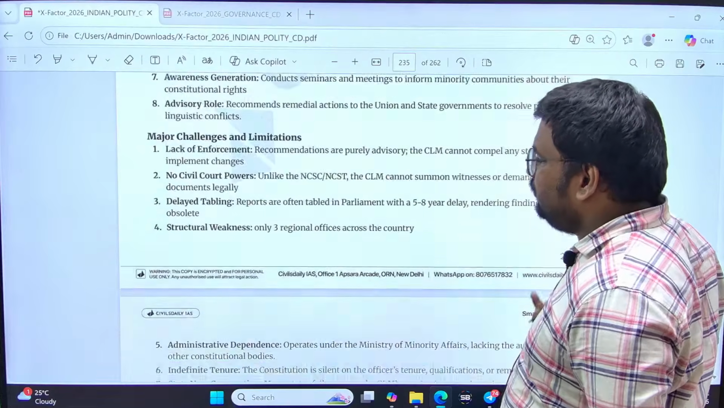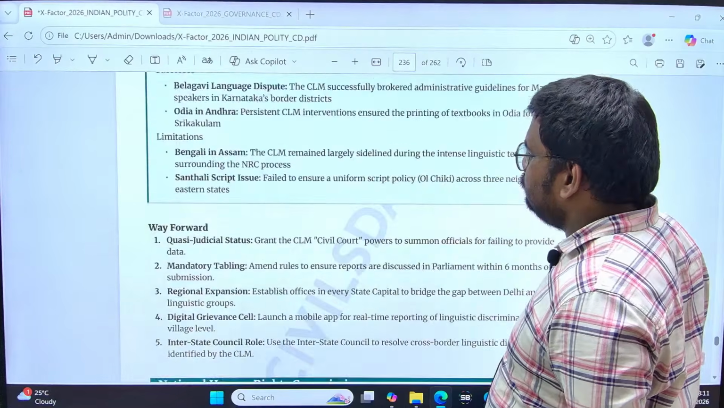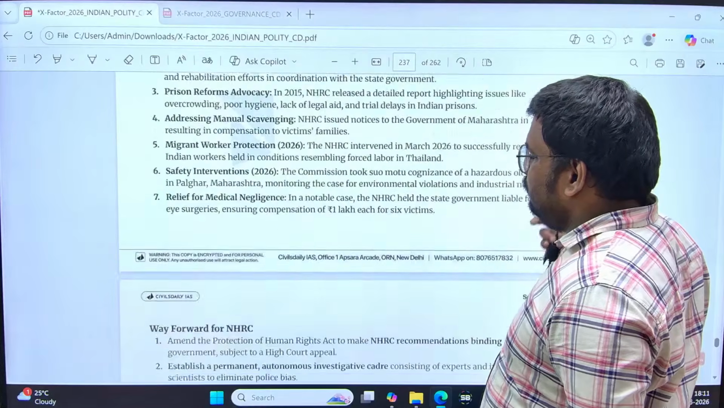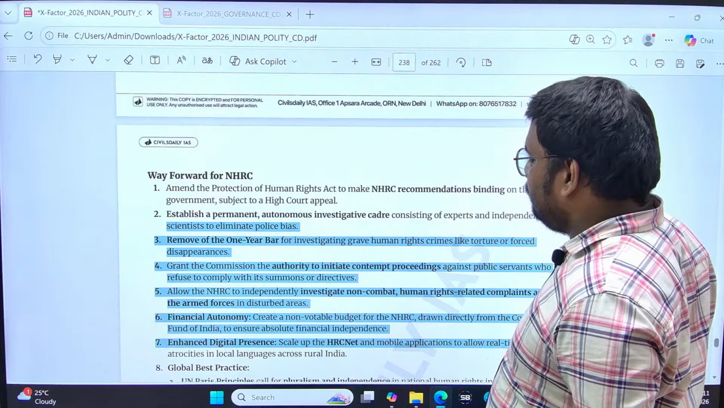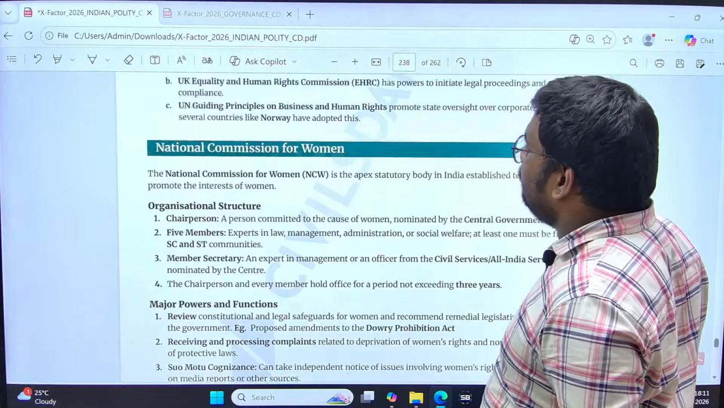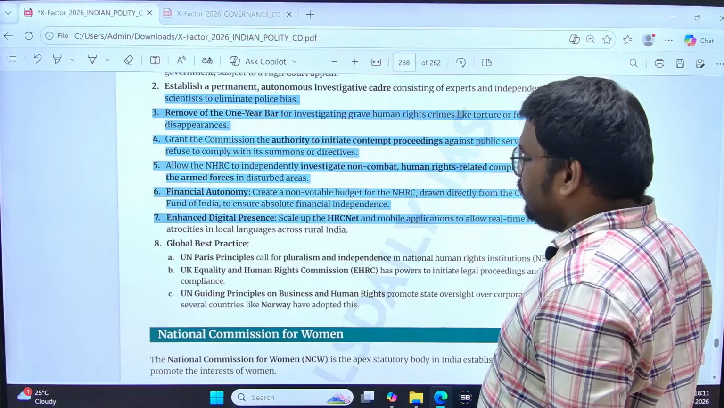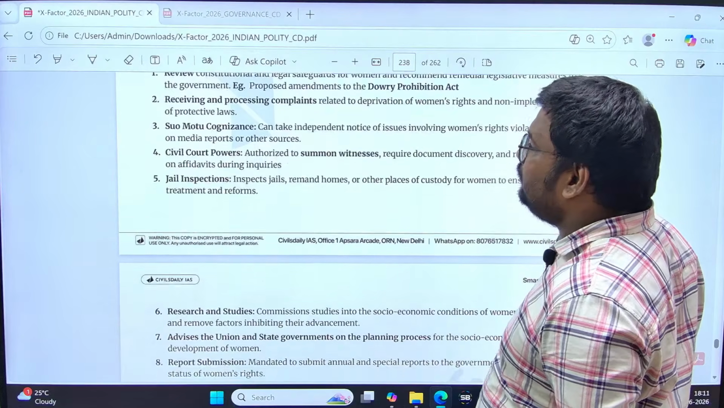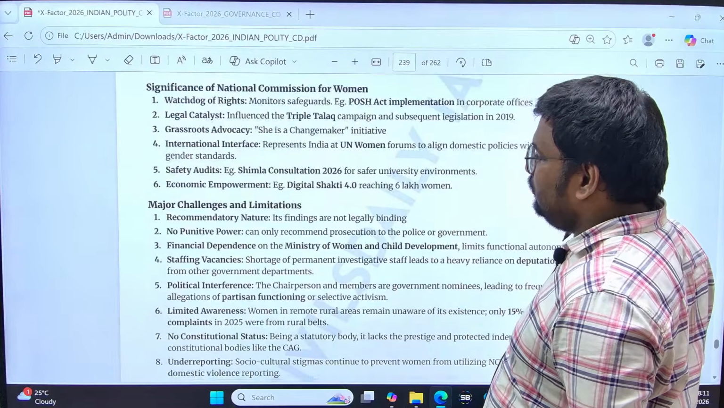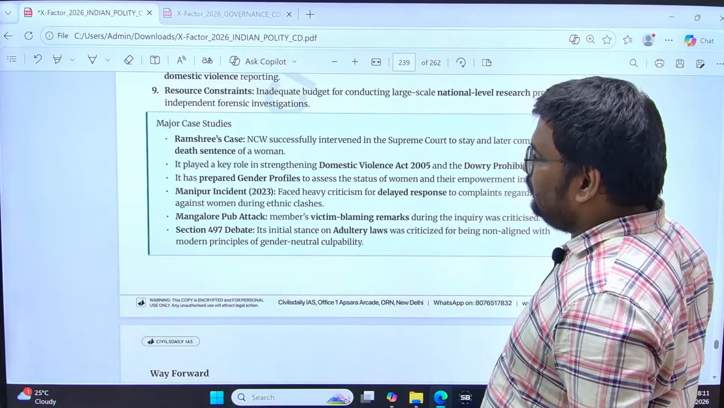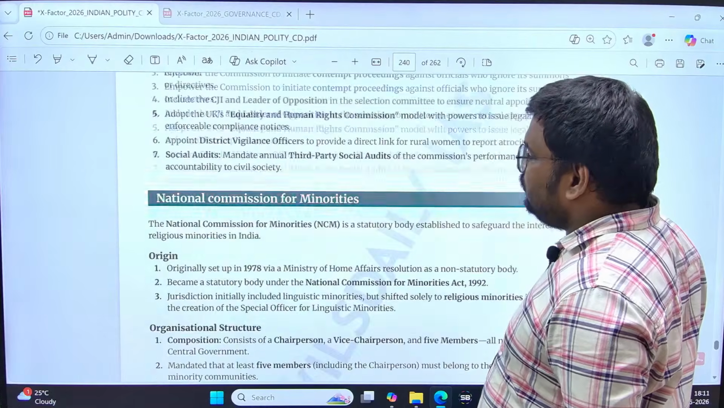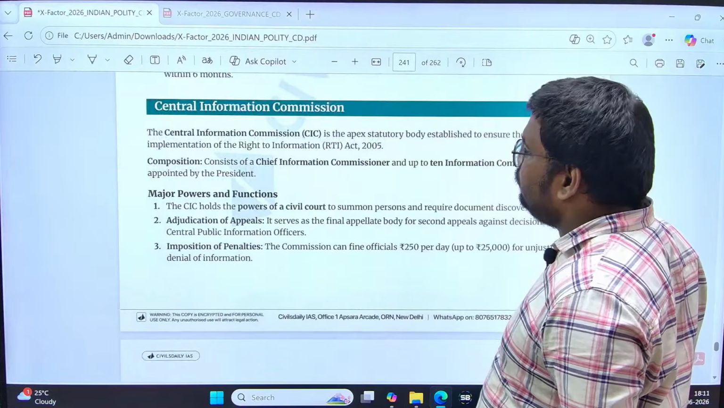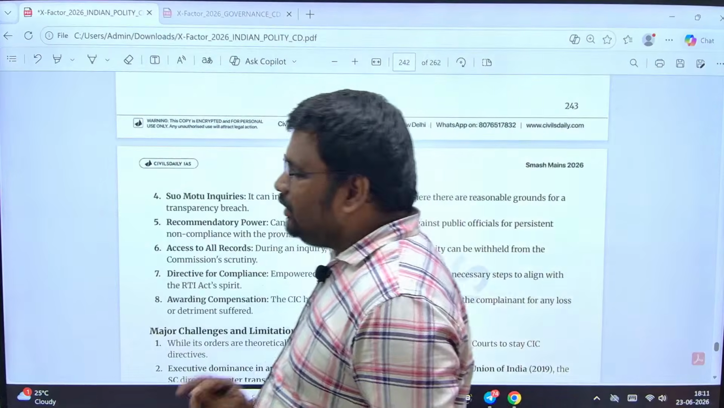Then linguistic minorities, okay, National Human Rights Commission or State Human Rights Commission, okay, everything. Even in State Human Rights Commission we have given you the global best practices. Okay, National Commission for Women, again major powers and functions, and examples we have given of recent case studies. Okay, these are again the major case studies. Way forward. National Commission for Minorities, okay, then Central Information Commission. All the bodies again are covered.